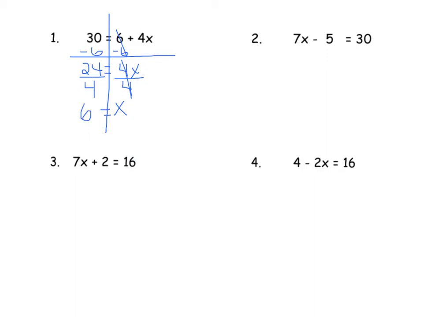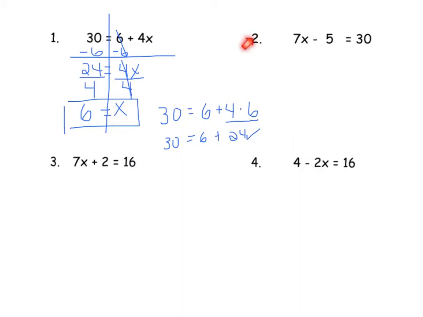So we're going to check our work like we did yesterday by plugging it back into the original equation. So does 30 equal 6 plus 4 times 6? Well, now we're working forward, so order of operations tells us we have to do that multiplication first. So 24 plus 6 does equal 30. That checks out, so this is our answer.